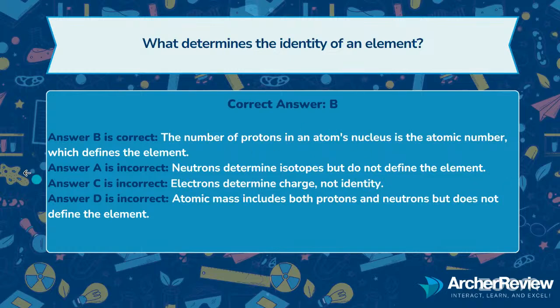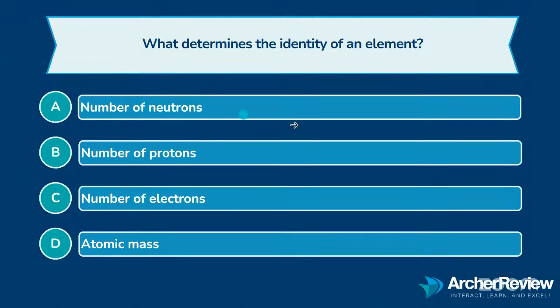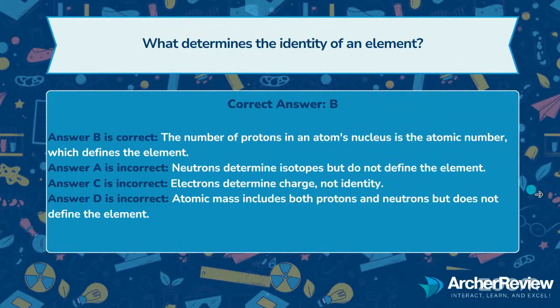Now let's look at our other answer choices. Answer A talks about the number of neutrons. Neutrons actually determine isotopes, but they don't define that element. So we can change our neutron number and we can get an isotope, a variation of an atom or a variation of that element, but it is not what is defining that atom or element.